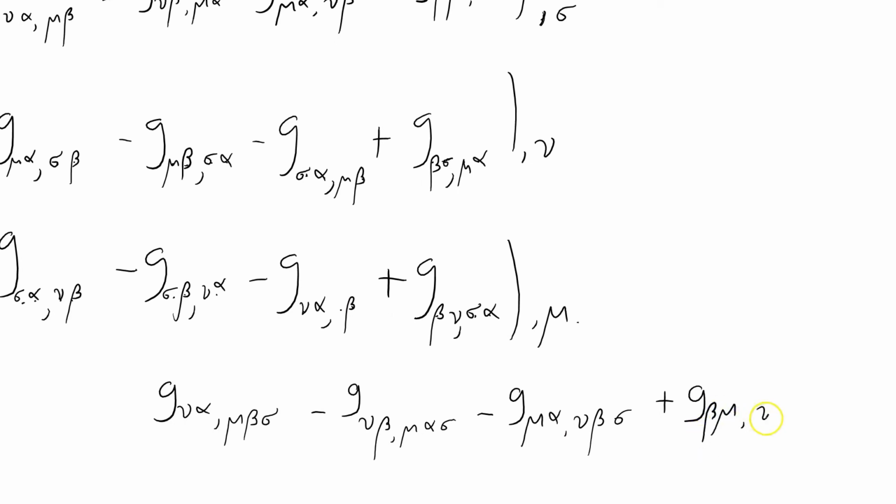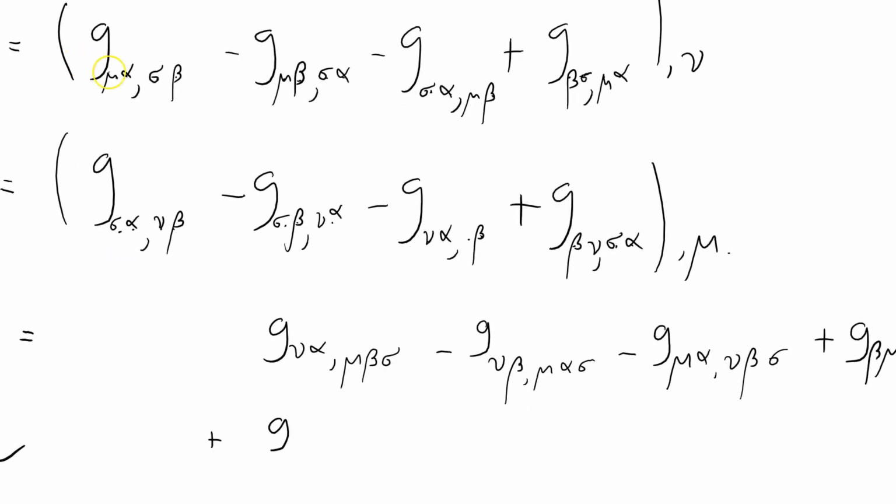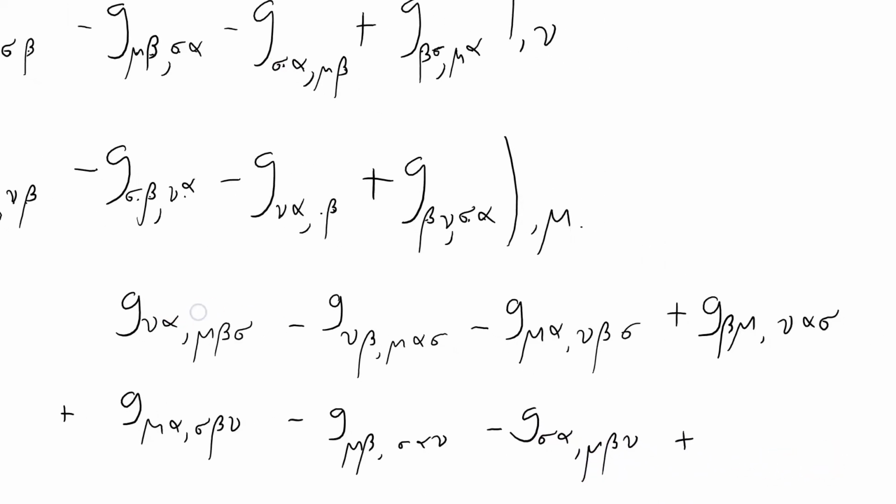beta mu, comma, nu alpha sigma, plus this term here, G, can pinch in a little bit, this term here I'm doing, mu alpha, comma, sigma beta nu, minus G mu beta, comma, sigma alpha nu, minus G, this term, sigma alpha, comma, mu beta nu, plus the final term, G beta sigma, comma, mu alpha nu.